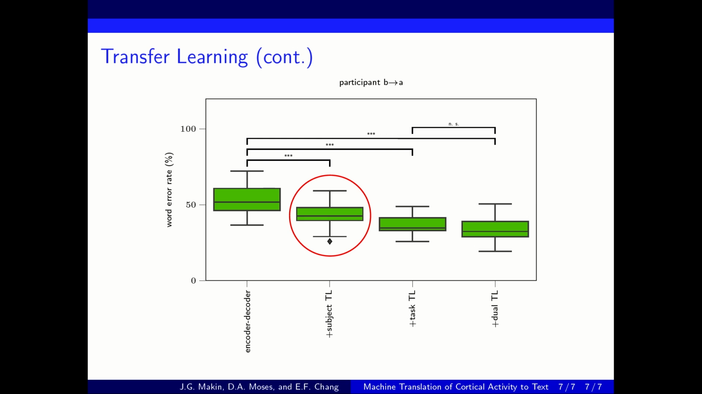Is the decoder merely classifying sentences? No. If we train the network on another 400 sentences not forming part of the test set, word error rates also decrease. And we can combine these forms of transfer learning.